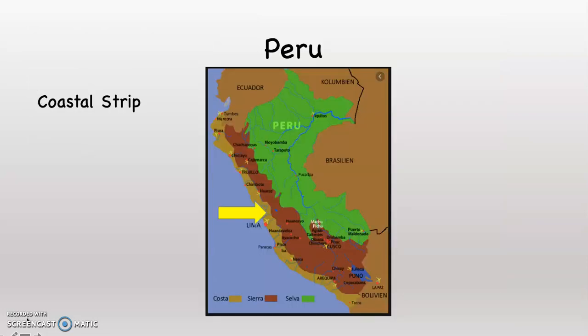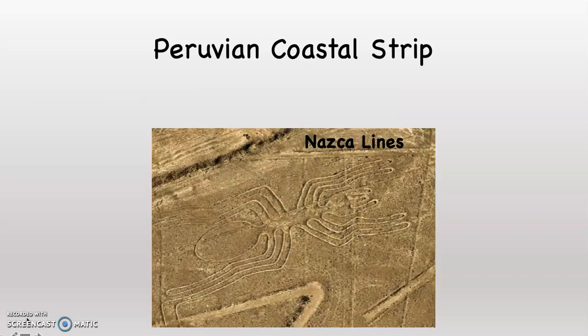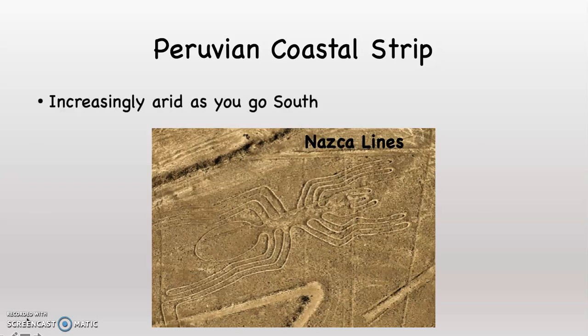Let's go through Peru. Here's the coastal strip. Notice that it includes Lima. The coastal strip is mostly actually dry. This is because of a cold water current that causes a particular climatological phenomenon to occur. The further south you go in the coastal strip, the more arid it becomes. And in fact, as you cross the border into Chile, you enter into the driest place on earth.